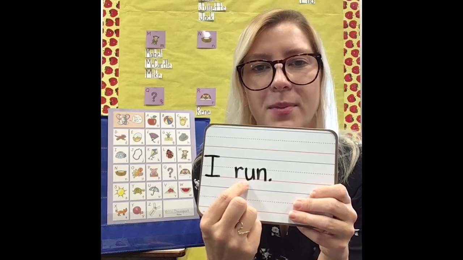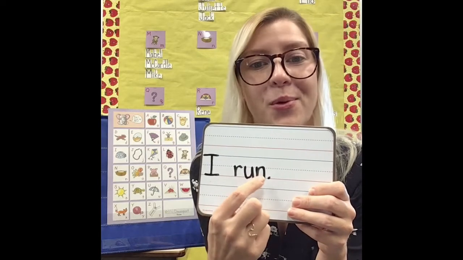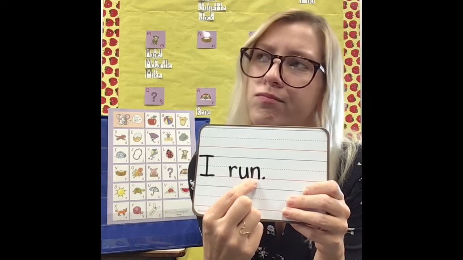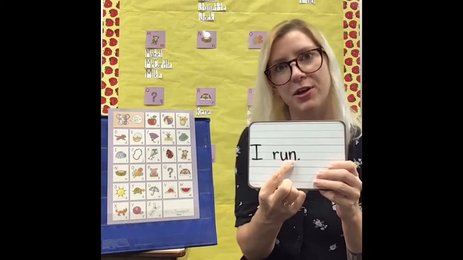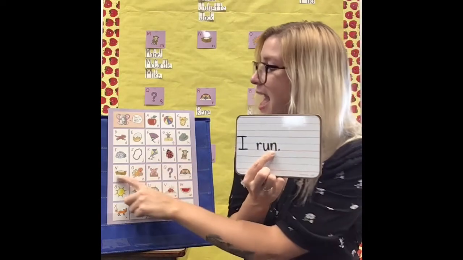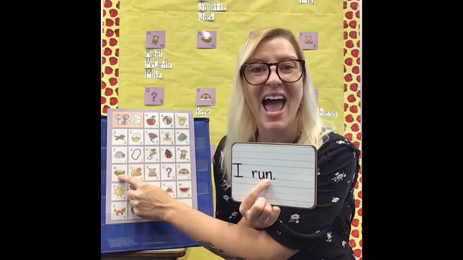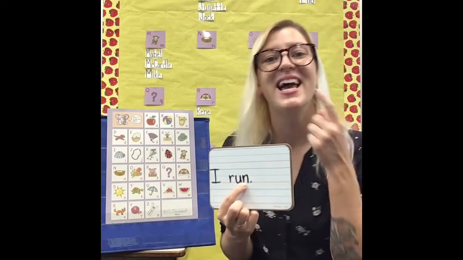What sound does R make? R. What sound does U make? Like umbrella. What sound does N make? That's a tricky one. Let's look at our alphabet chart to see. N, N for nest. That means that N says N.